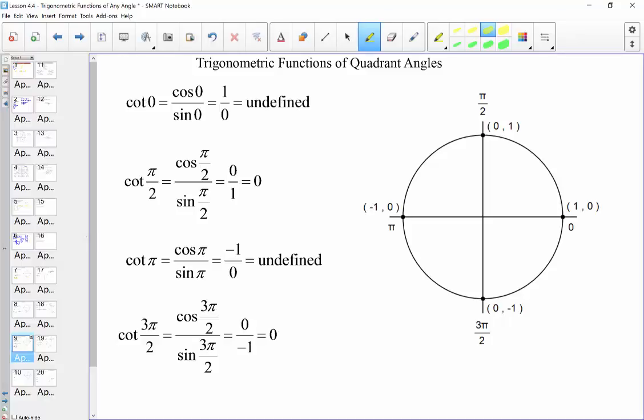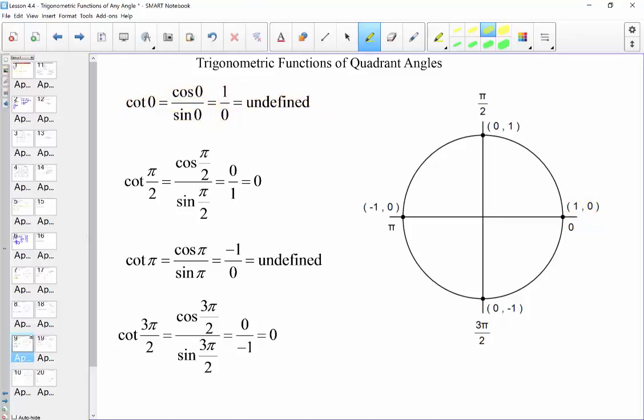In our next example, we have the cotangent of 0. Recall from our trig identities that the cotangent is equal to the cosine over the sine. So we have the cosine of 0 over the sine of 0. The cosine of 0 is 1 because that's where 0 intersects the unit circle, the x-coordinate. And the sine of 0 is 0 because that's the y-coordinate where angle 0 intersects the unit circle. So we have 1 over 0, which is undefined. So the cotangent of 0 does not exist.